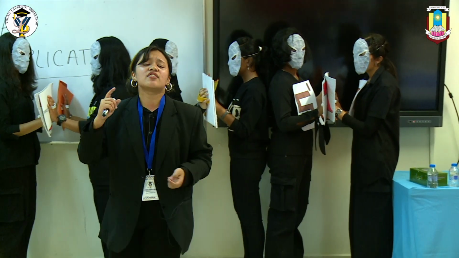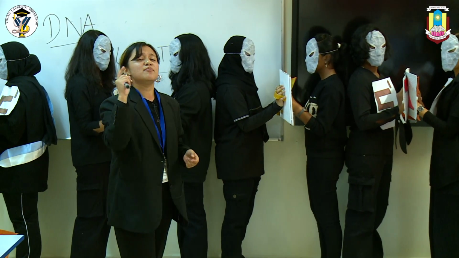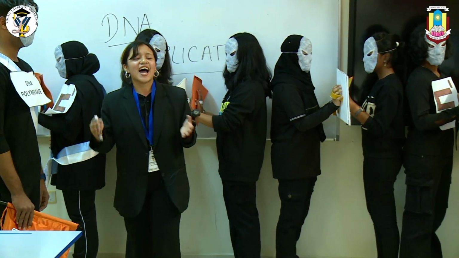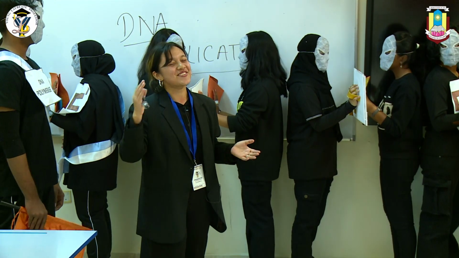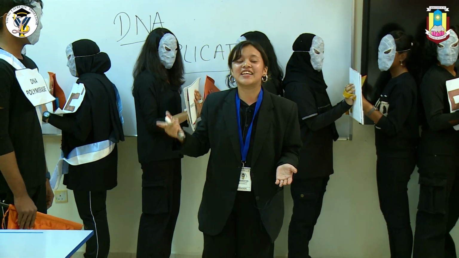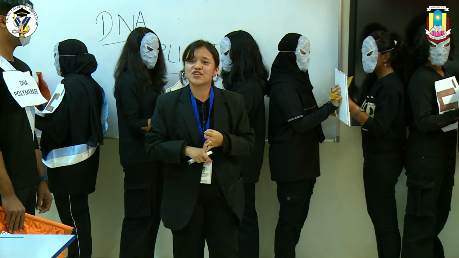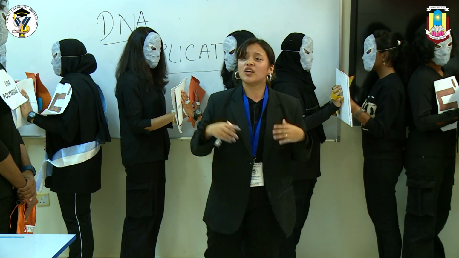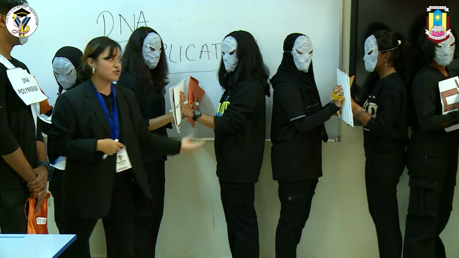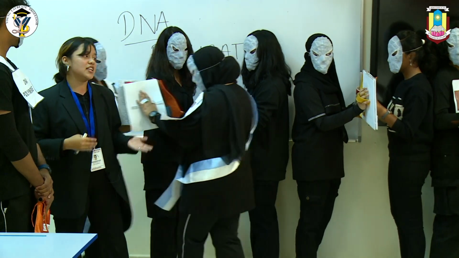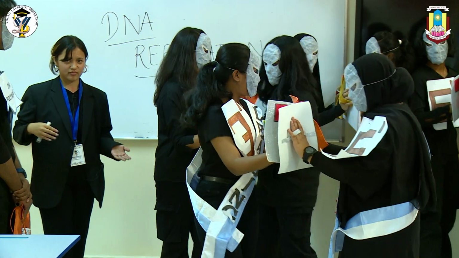DNA, or deoxyribonucleic acid, is the genetic molecule that carries the genetic instructions for life. Think of it as the blueprint that determines how an organism develops, functions and reproduces. Now DNA is made up of two long strands that form a double helix structure.